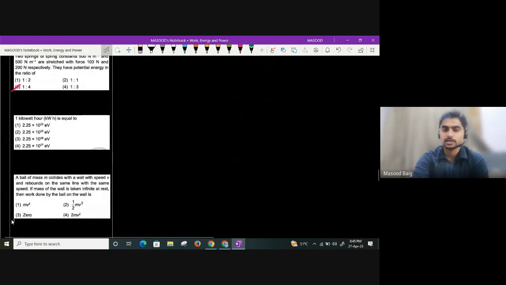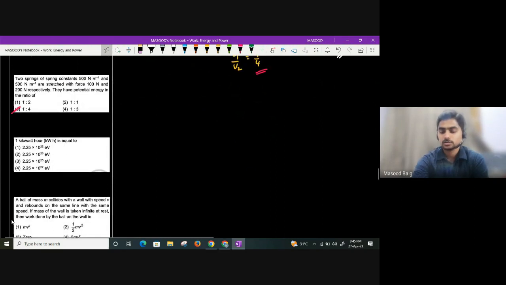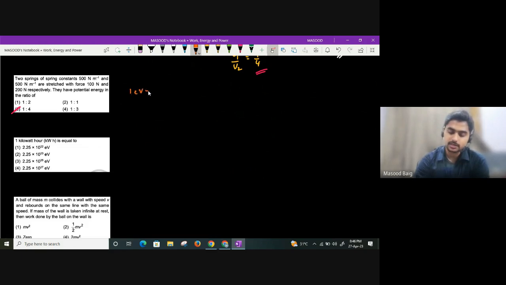What is 1 kilowatt hour, they're asking, in terms of electron volt. Very important case again. Basically, 1 electron volt is 1.6 into 10 power minus 19 joule, guys. And what is 1 kilowatt hour? Kilo means, again, it is energy. Kilowatt hour is 1 into 10 cube, which can be written as joule per second. In each hour you have 3600 seconds, or not, guys. So this will be 3.6 into 10 power 6 joules.